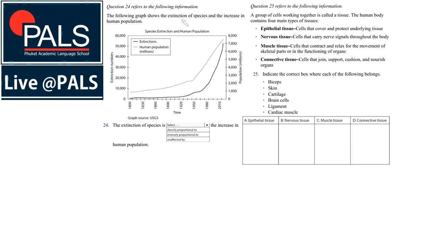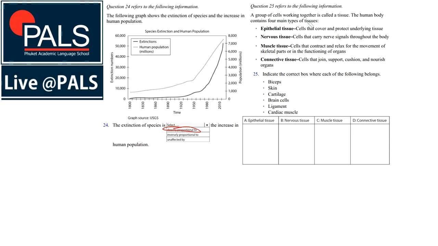The following graph shows the extinction of species and the increase in human population. So human population is in gray, we can see that it rises, and extinction of species is in black, and we can see that the two seem to correlate with each other. The extinction of species is directly proportional to the increase in the human population. That is correct. As one goes up, the other goes up too. That is a directly proportional relationship.